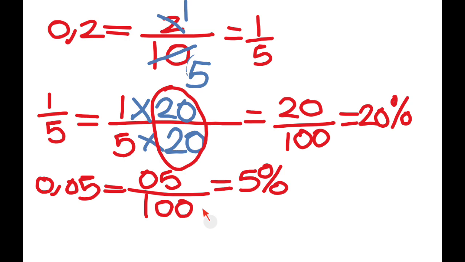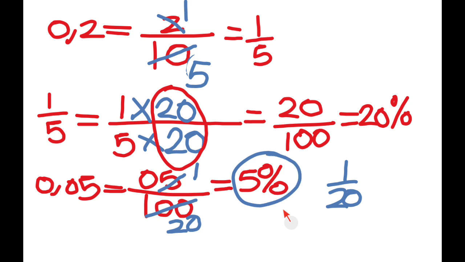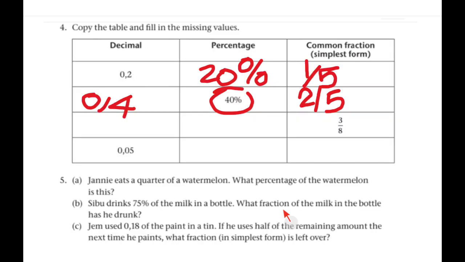Now, let's simplify this into a common fraction that is simplified. The common factor between 5 and 100 is 5. 5 goes into 5 once and into 100 20 times. So the common fraction here is 1 over 20. And the percentage is 5%. Now let's go back and fill those in. 1 over 20 is the common fraction, and 5% is the percentage here.